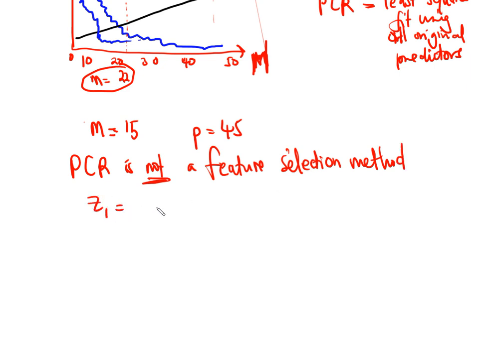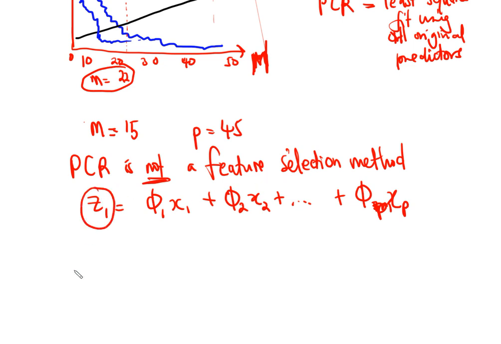Why? Because remember, our z is a linear combination of all our x's. Every z is a linear combination of all our x's. So we really haven't done any feature selection here. Hidden inside our z are all our original features. We've just reduced the dimension that we're working with. So that is principal component regression.